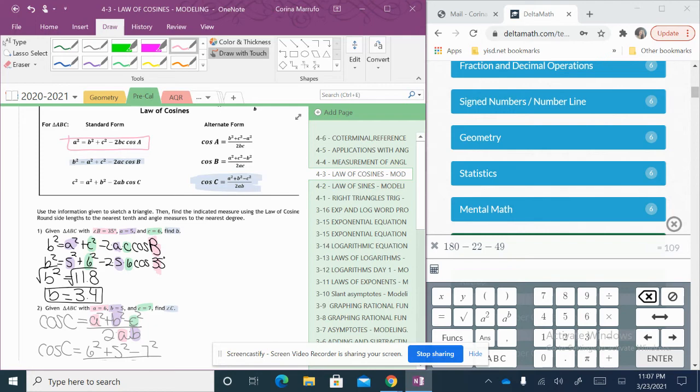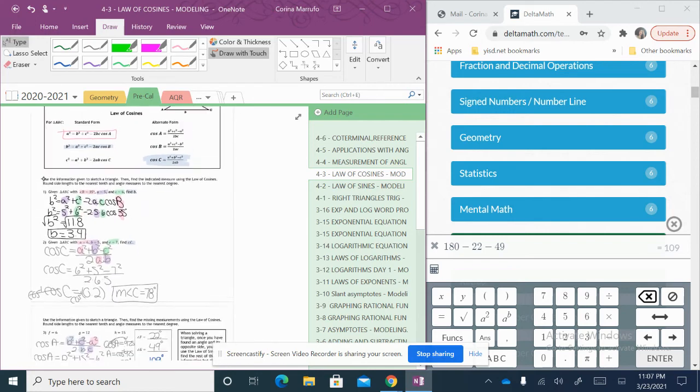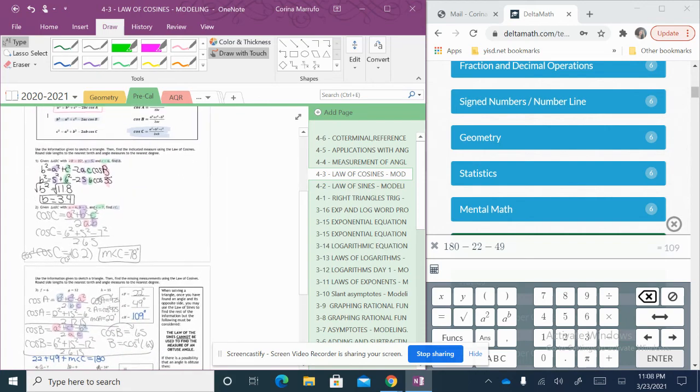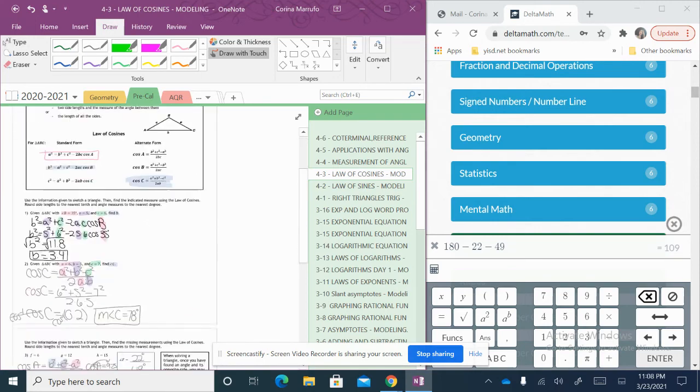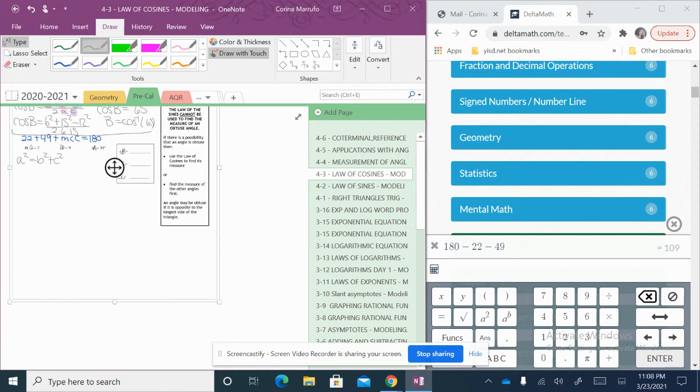So it'll be a squared equals b squared plus c squared. We write it down. a squared equals b squared plus c squared minus 2bc cosine of A.